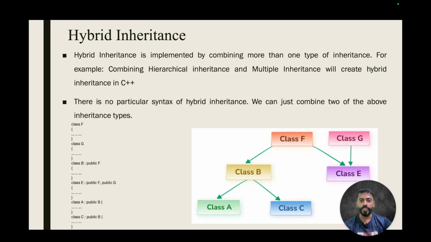If you want to activate a hybrid inheritance, see this diagram here. Class F becomes like a hierarchical inheritance. Class F is going to have two classes, B and E, and class B is going to have A and C. One more is single inheritance, where class G is accessed with the help of class E. So a combination of one or more inheritance is called hybrid inheritance.